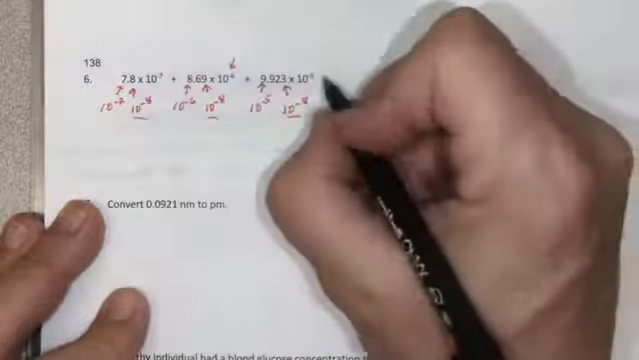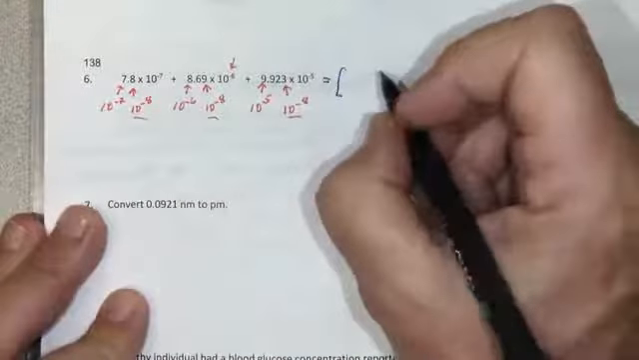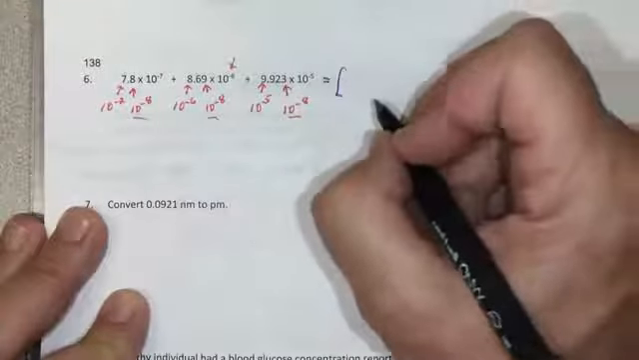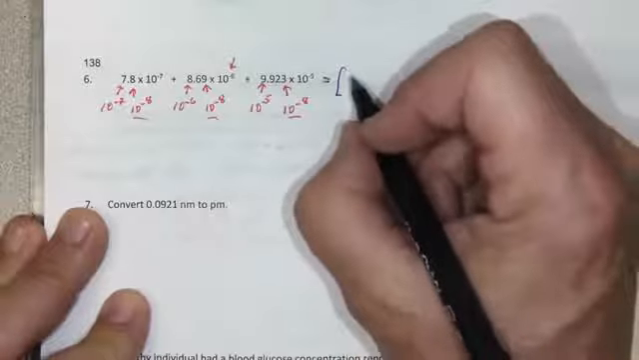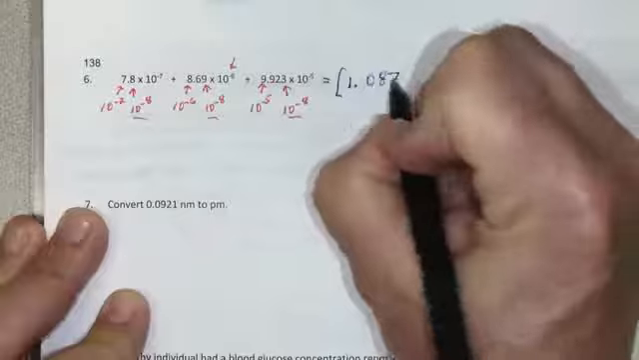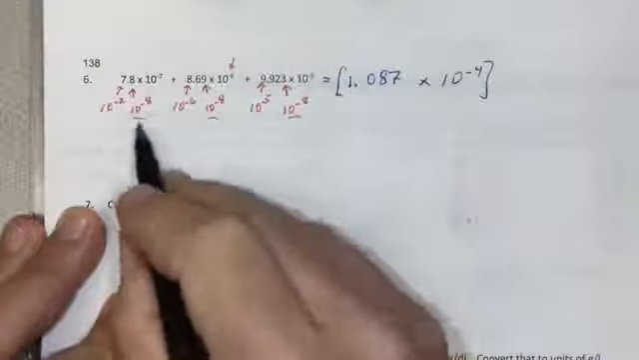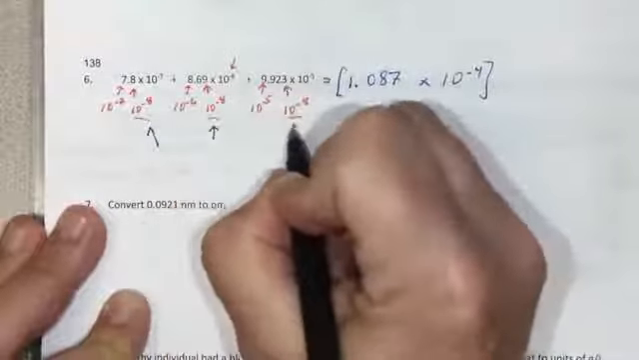Now there's a problem with this when we do this in our calculator. Remember, your calculator does not know significant figures. You do scientific notation in your calculator, but your calculator does not know significant figures. Your calculator gives you 1.087 times 10 to the negative 4. Now, I know the answer is precise to the 10 to the negative 8. That's how precise each of these numbers is.